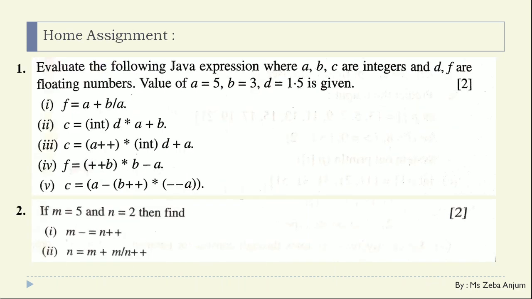See, in the first question you have to evaluate the following Java expression where a, b, c are integers, d, f are floating numbers and the values are these ones. So you have to find out the output basically over here. Yes, these 5 expressions you are having and you have to calculate these values. Now see the second question, if m equals to 5 and n equals to 2, then find out this thing. Basically these are your what? Pre-increment and pre-decrement. Yes, regarding those things you have to find out these answers.